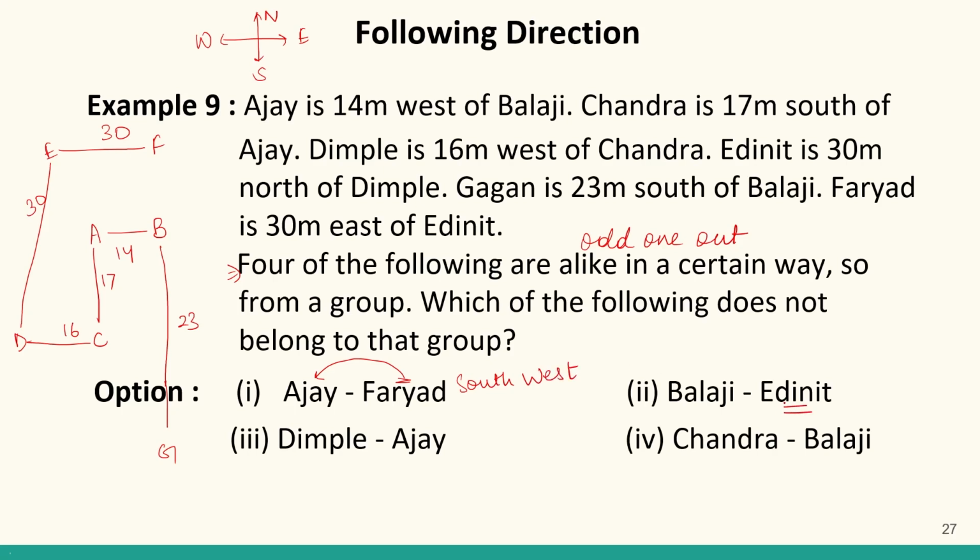With respect to Edenith, Balaji is in southeast direction. So this is southeast direction. With respect to Balaji, Chandra is in southwest direction. And similarly, with respect to Ajay, Dimple is in again southwest direction. This is also southwest direction. So the only pair that has a different direction is option number 2, that is Balaji and Edenith. So this will be the correct answer.